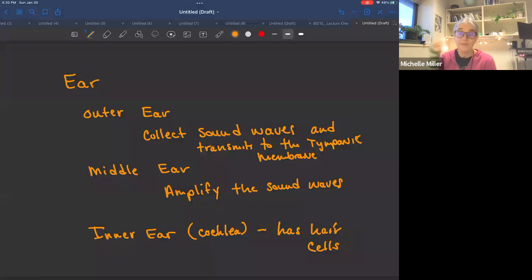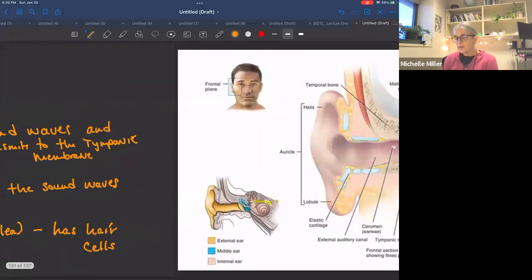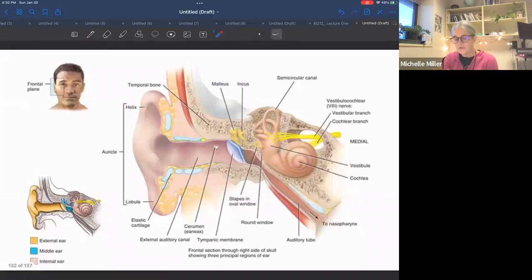This membrane will vibrate, right? And it will start to move these bones, these ossicles that are in the middle ear. So this membrane starts to vibrate and then it starts to move. This is sometimes referred to as the hammer, the malleus. This is my incus, and this is my stapes. These are the middle ear bones.